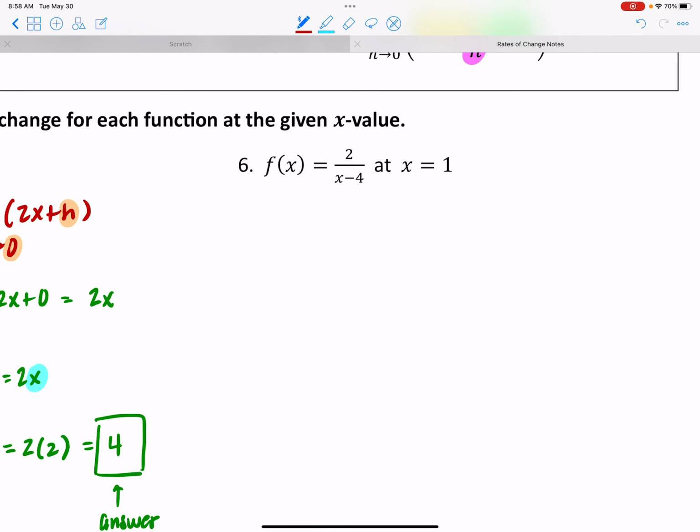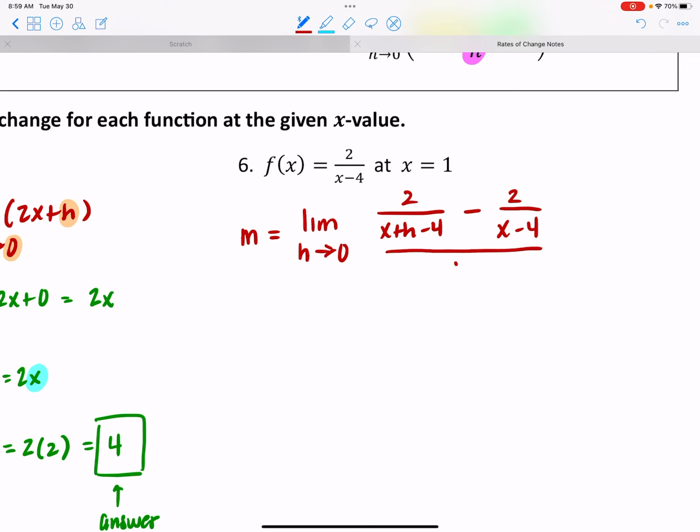So I'm finding the slope, the instantaneous rate of change, by finding the limit as h approaches 0 of the difference quotient. So the difference quotient is going to be f of x plus h. So I need to plug in an x plus h there. So it's going to be 2 over x plus h minus 4. And then from that I want to subtract f of x, which is the function itself, so 2 over x minus 4. And then from that I want to divide by h. So there's my difference quotient. So find the limit of that difference quotient as h approaches 0.